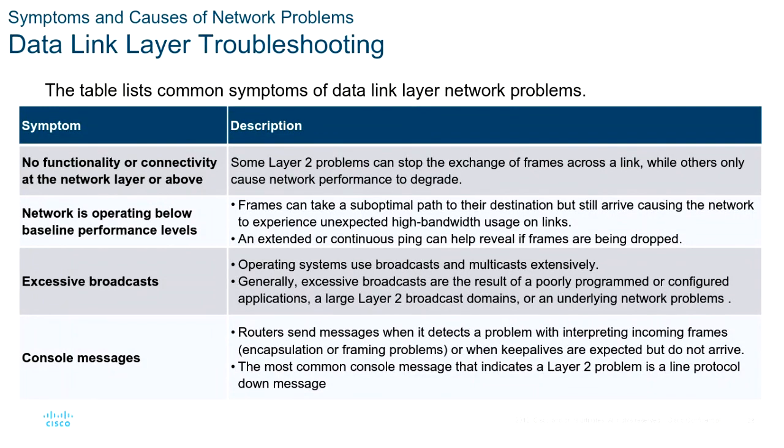Console messages are sent by routers and switches when they see a problem. If a keep alive is expected from a RIP router and it didn't get it, you're going to see some routes being dropped from the routing table.